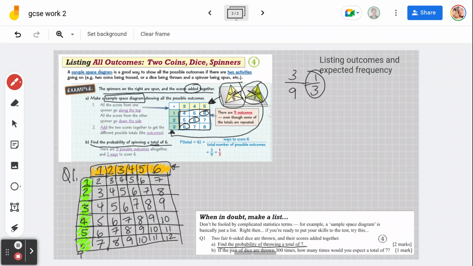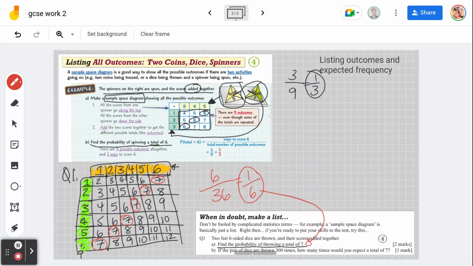So now I'm looking for my 7s. Here's a 7, here's a 7, here's a 7, here's a 7, here's a 7, here's a 7. So how many do we have altogether? We have 6 across and 6 down, so there's a total of 36. And we have 1, 2, 3, 4, 5, 6 chances. That's 1 out of 6 chances of throwing a 7. Pop that in your calculator.